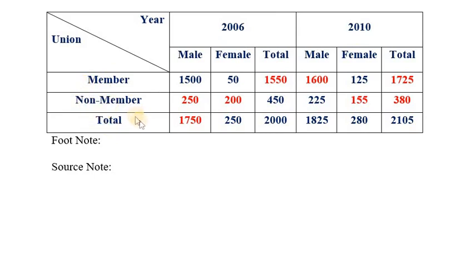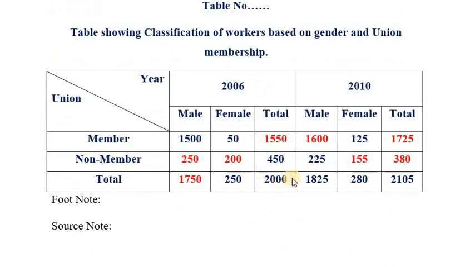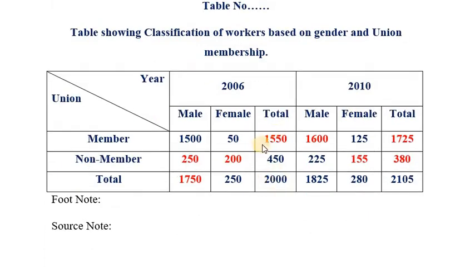As usual, wherever we come across more than 2 variables, one total column on both sides is very important. So let me put the information in the table. In the year 2006, out of total workers in the factory, they have given the total number of workers as 2000, out of which 1550 were trade union members. We don't know whether these 1550 are male or female, so let us take 1550 in the total column for the year 2006, irrespective of gender.